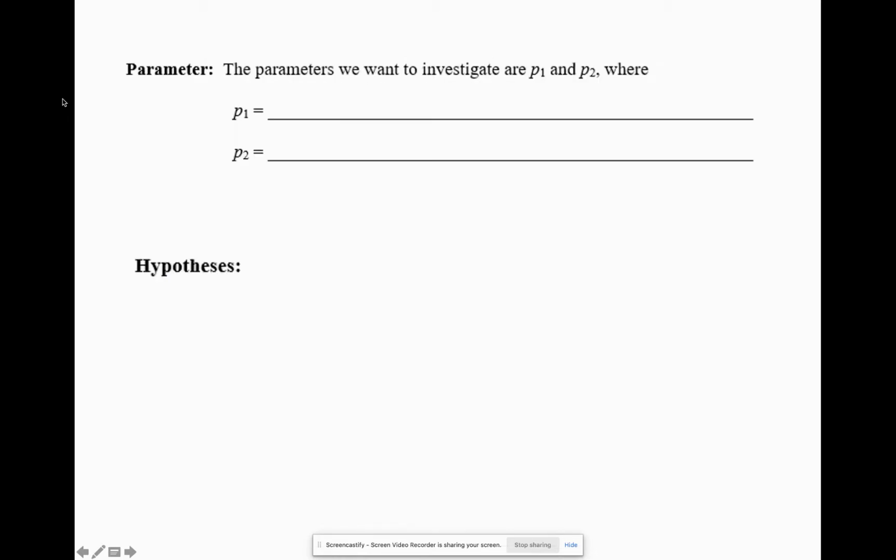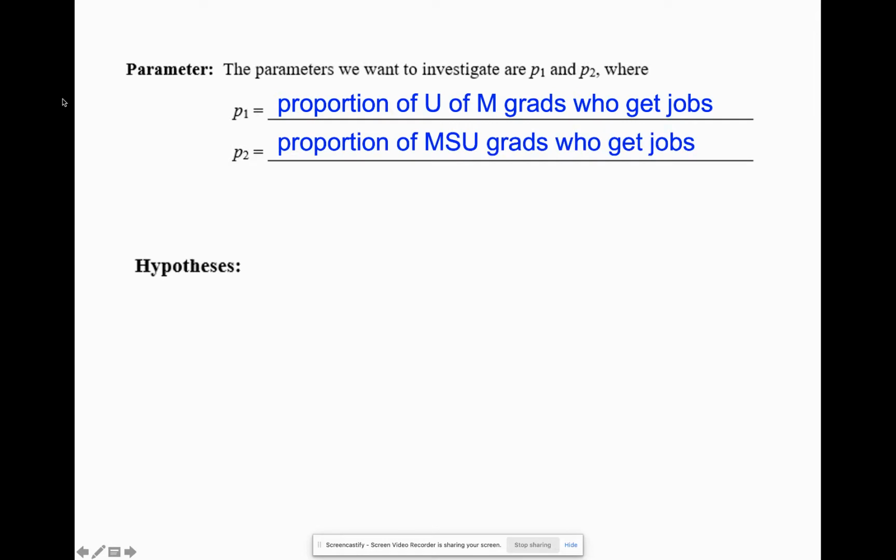All right, so let's go ahead and conduct the test. It starts at the top of page 4 in your notes. Since we're doing a significance test, we use PHANTOM, so we're going to do all 7 steps. The parameters we want to investigate are P1 and P2, and we need to specify which one is which. So I'm going to let P1 be the proportion of U of M grads who get jobs. P2 is going to be the proportion of MSU grads who get jobs.